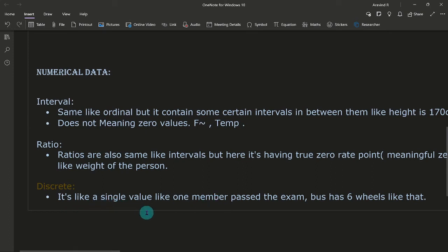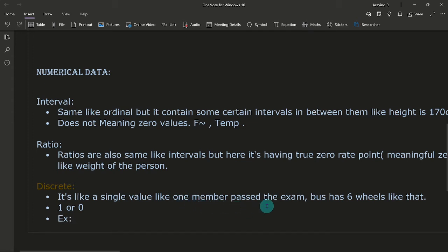It's like a single value, like one member passed the exam. Bus has six wheels, like that. Okay, I will break down this region. So it's like a single value. It's only one value or two values, like one or zero. Okay, then example. We will look at the example. So one member passed the exam.